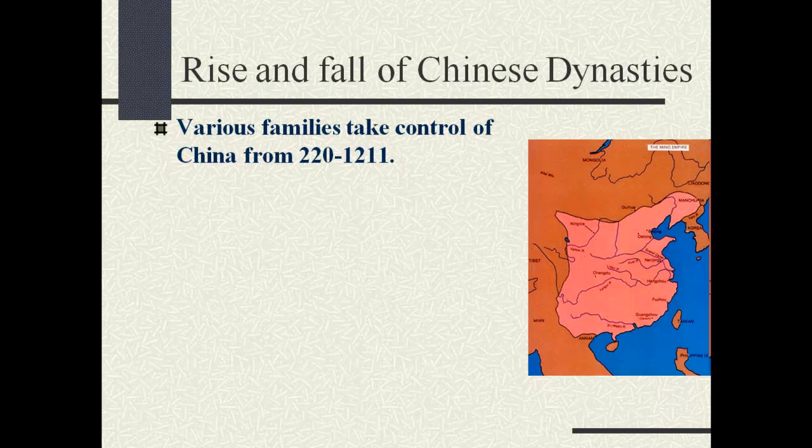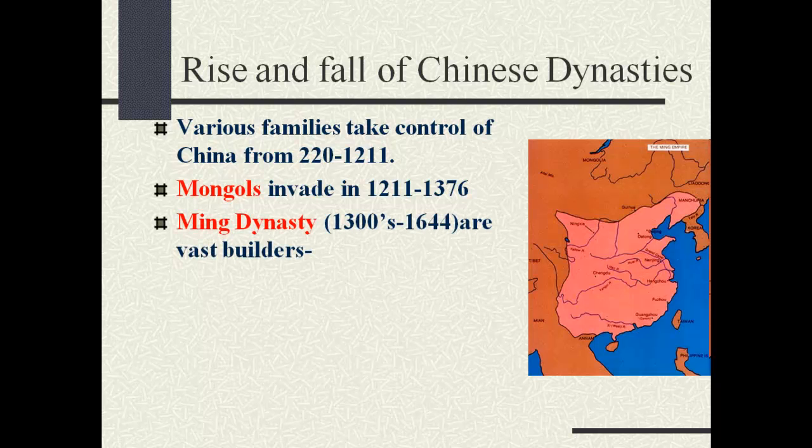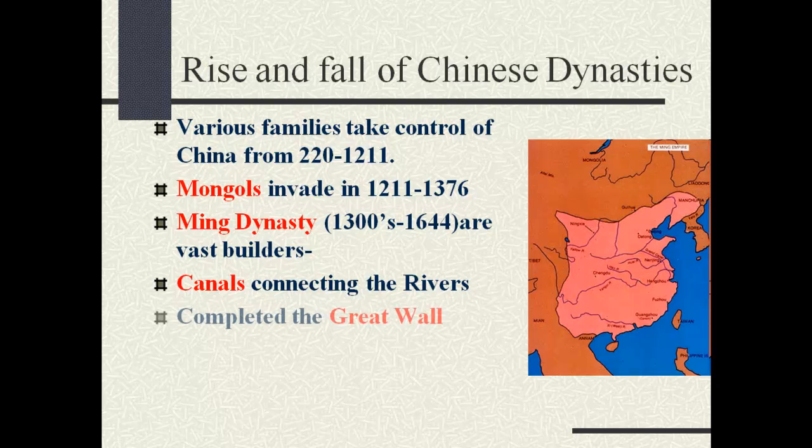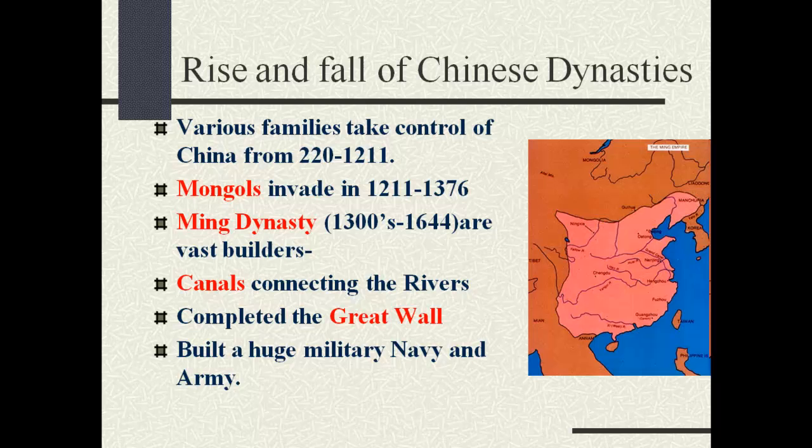And you have the rise and fall of the Chinese dynasties. You have various families take control of China from 220 to 1211. The Mongols invade in 1211 to 1376. You have the Ming dynasty from the 1300s to 1644, vast builders. And you have the canals. Canals are constructed to connect rivers. You have the completion of the Great Wall, the 6,000 mile Great Wall of China.